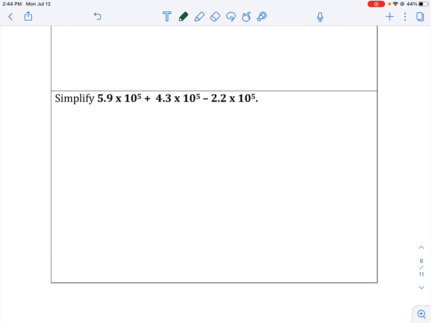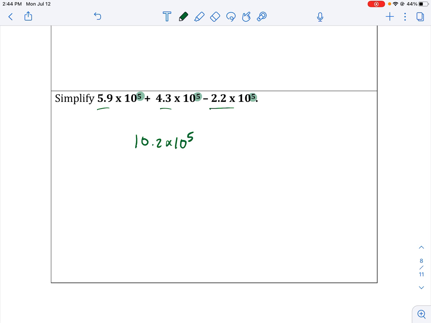So here we go again. I want to simplify this. First thing I'm going to look at are my exponents. They are all the same, which is awesome. So now I can go ahead and add these two numbers together and then subtract that one. So first, let's take 5.9 and add it to 4.3. I get 10.2 times 10 to the fifth.